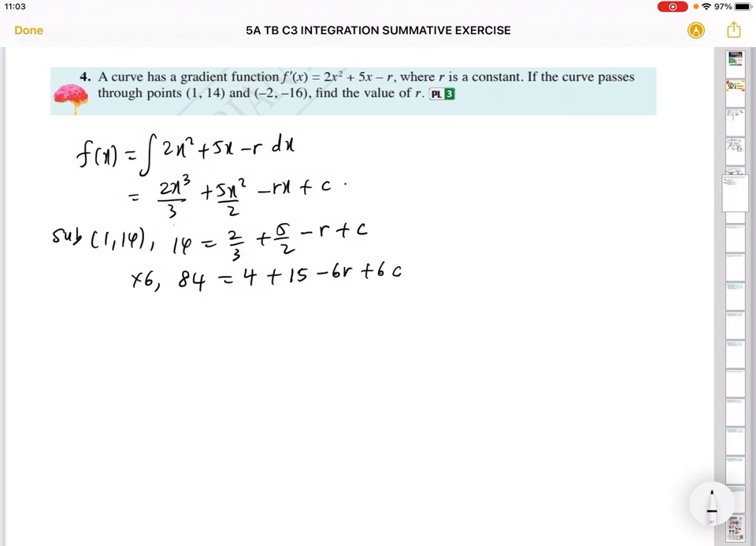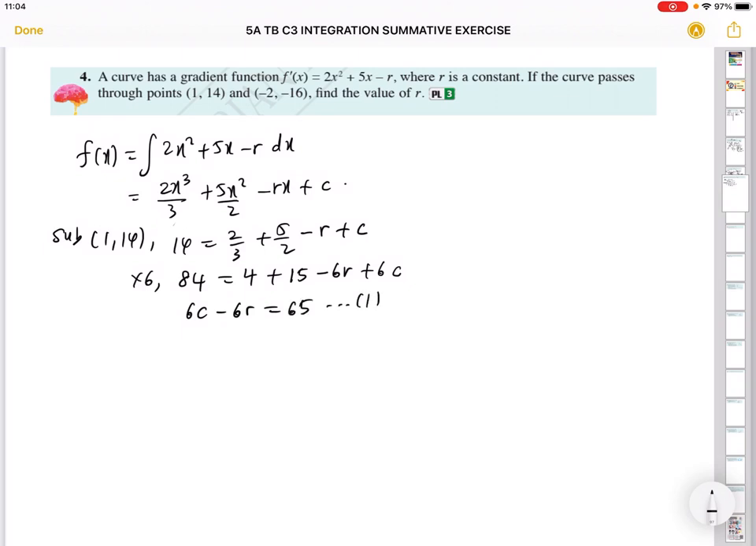Okay, let's just rearrange it. How you want to arrange it is up to you. Maybe I put 6c minus 6r, 84 minus 4 is 80, 80 minus 15 is 65. I'll leave it as equation 1.